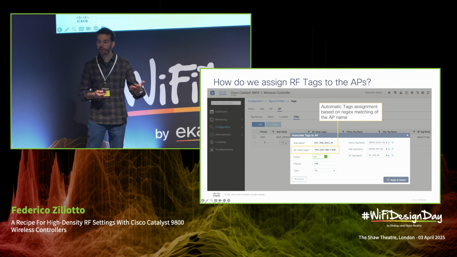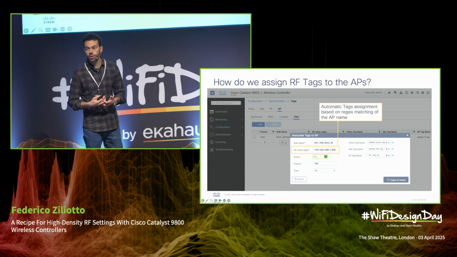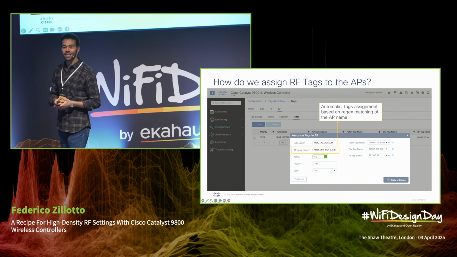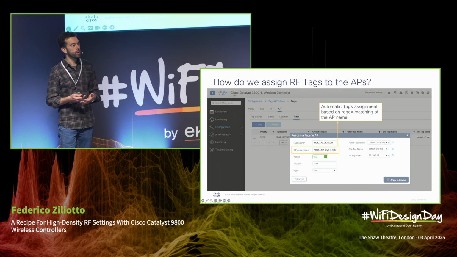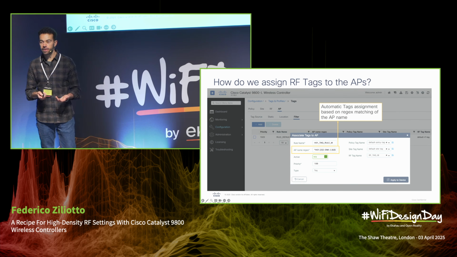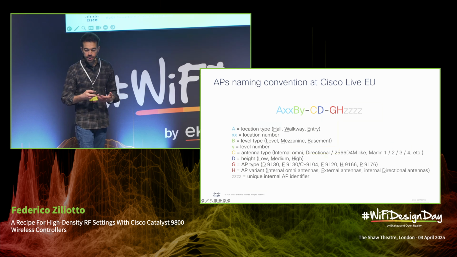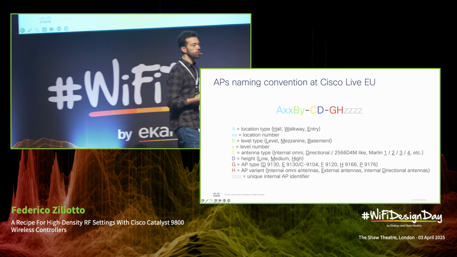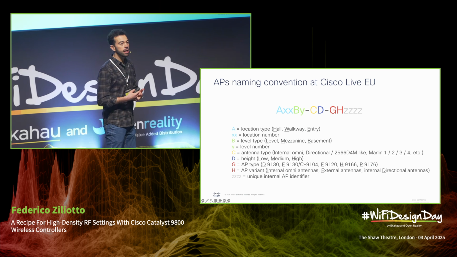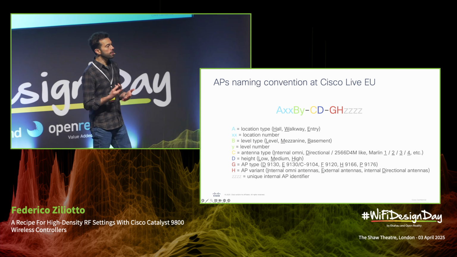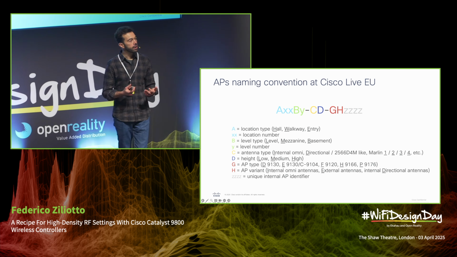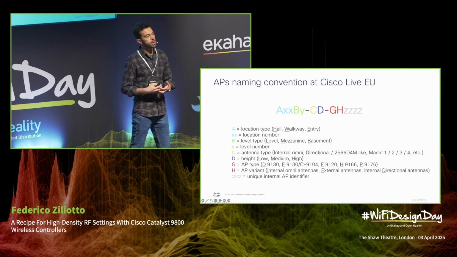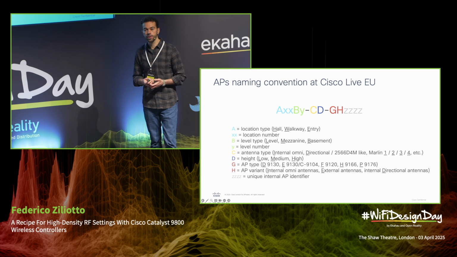We can also assign other tags, of course, but this is one of the main usages of those regular expressions. So the next question that is going to arise from this is, how do we name our access points? All right? So at Cisco Live, we came up with a convention to name our access points in a certain way that is useful to quickly recognize what those access points are used for, and then, of course, exploit the naming in those regular expressions.